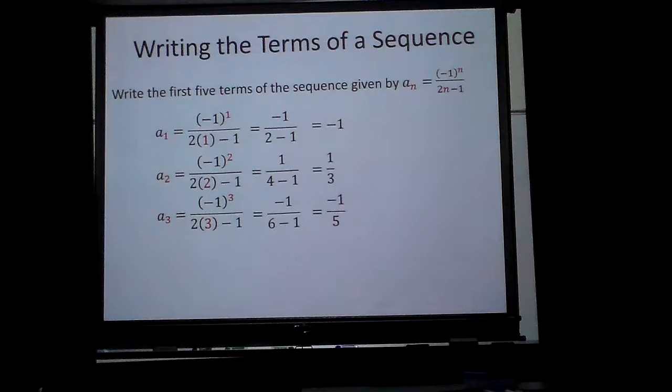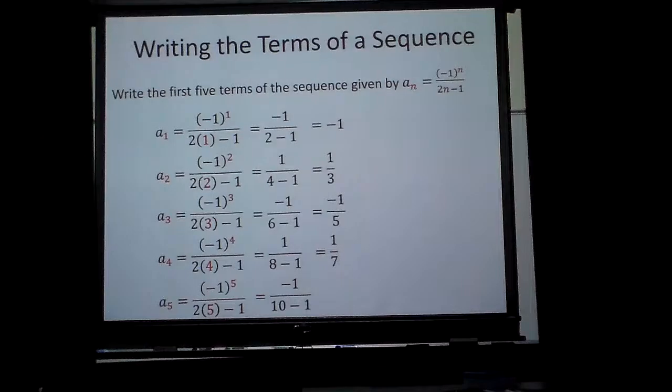Anybody want to make a guess at what the next one's going to be? My guess will be 1/7. Positive. 2 times 4 is 8 minus 1, 1/7. I think you start to see a lot of times a sequence will have a pattern in the way the numbers are moving and developing. Now we've written 5 terms yet? No, we have one more. And we'll take a guess what this answer is going to be. And those of you that guessed negative 1/9, you did guess correct.